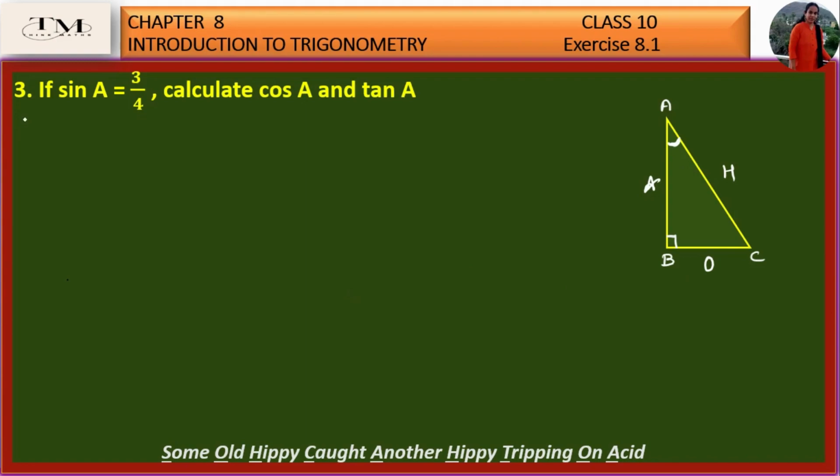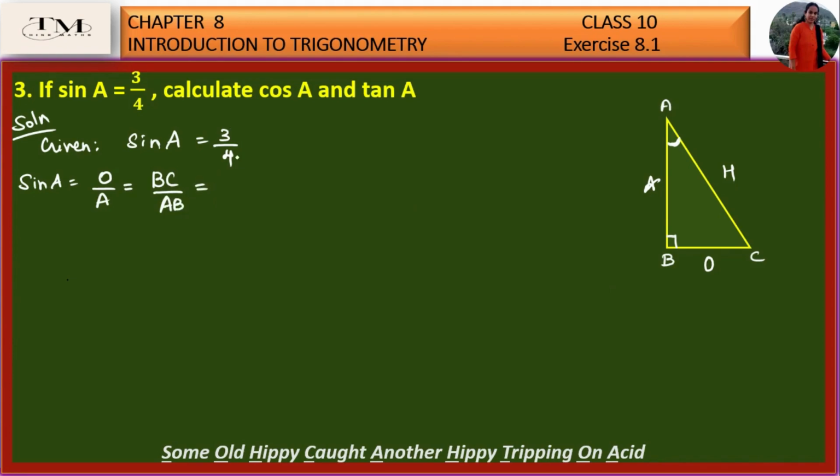Now what is given? Let us start the solution. It is given that sine A equal to 3 by 4. What is the ratio for sine? S is equal to O by H. Okay children? S equal to O by H, that is opposite by hypotenuse. So sine A is equal to opposite by hypotenuse. Which is the opposite side? BC. BC by adjacent side is AB.